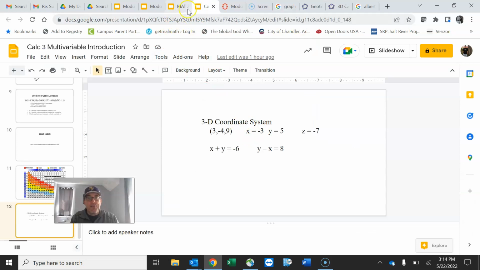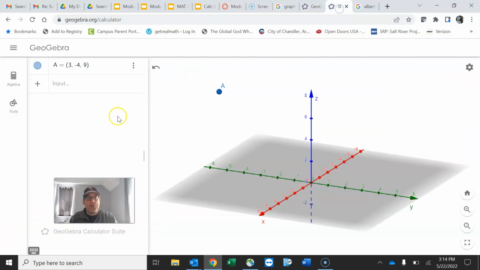x equals -3. Let's use GeoGebra to imagine x equals -3. Now, if x equals -3, x is the red axis now. If x is -3, there it is as a point. But if we move over here, x is still -3. If we move over here, x is still -3. If I move straight up or straight down, x is still -3.